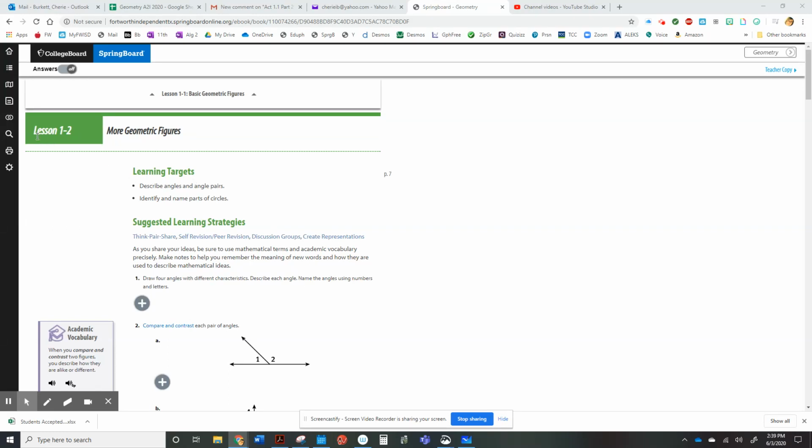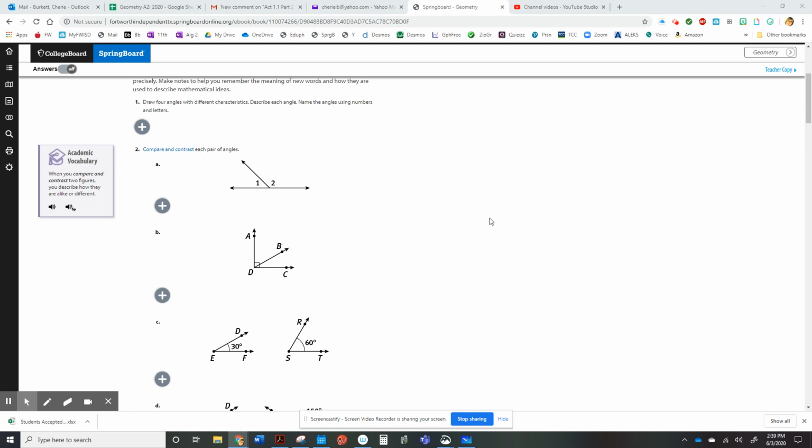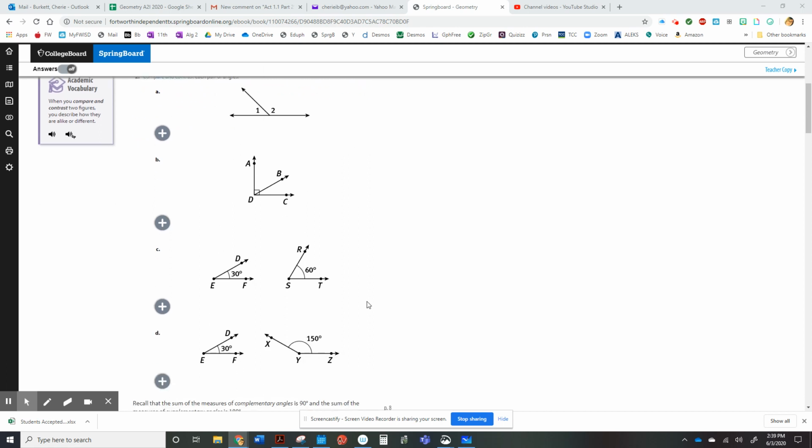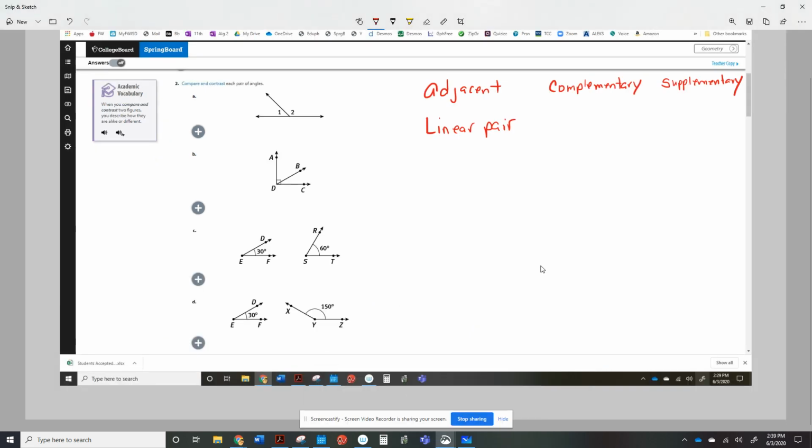In section 1-2, we're going to be learning types of angles and some angle pairs, using, again, a bunch of vocabulary words, and we're going to learn a few parts of a circle. So we're going to start by, you can do this problem if you want. I'll show answers in just a minute, but we're going to jump over here and get some vocabulary done.